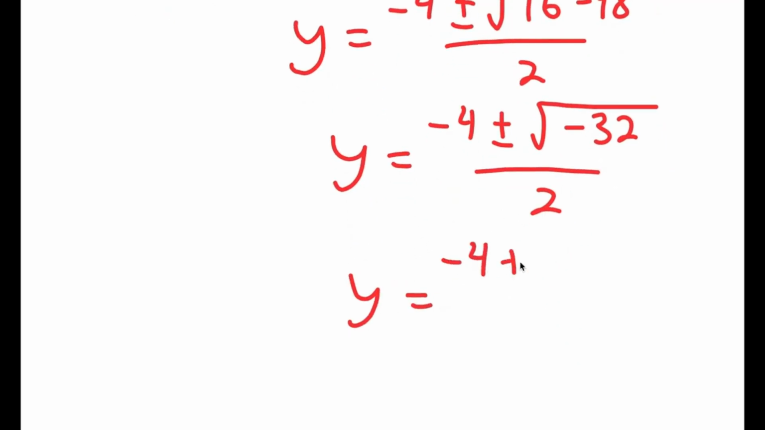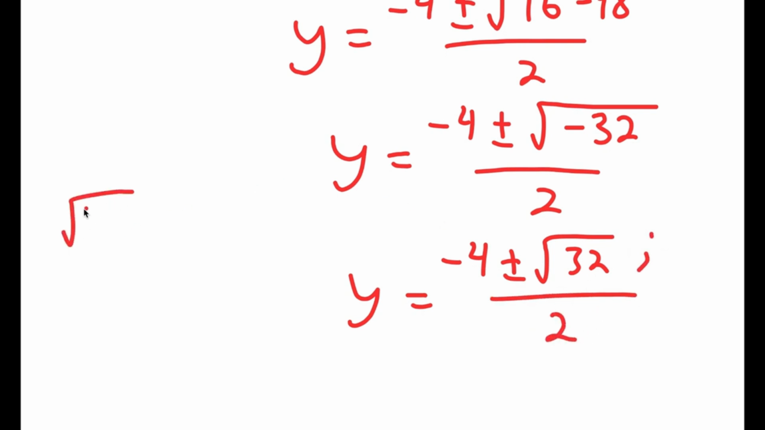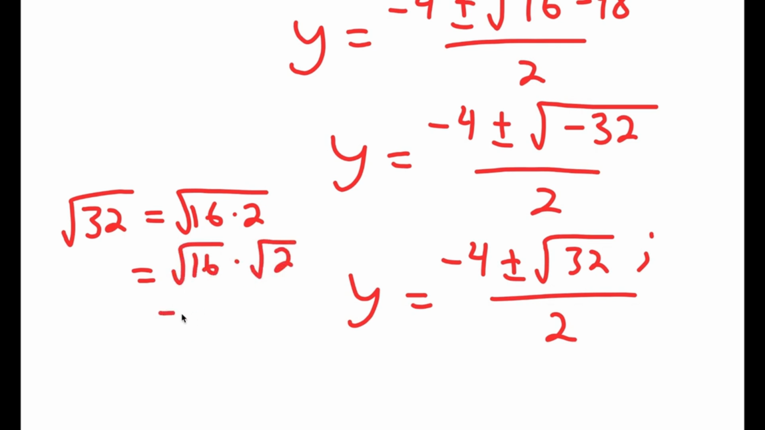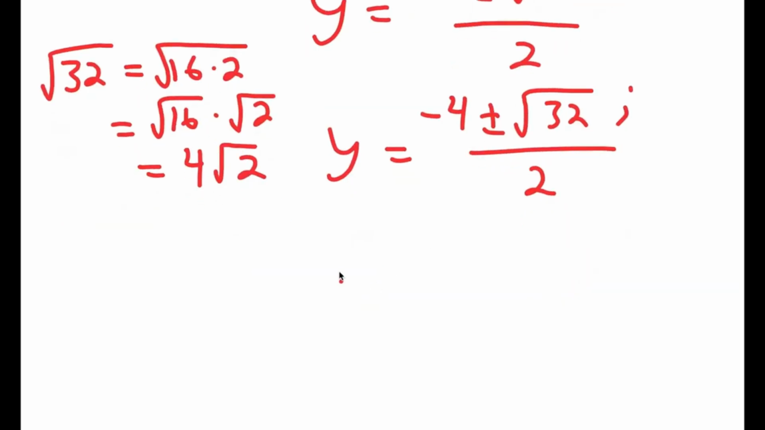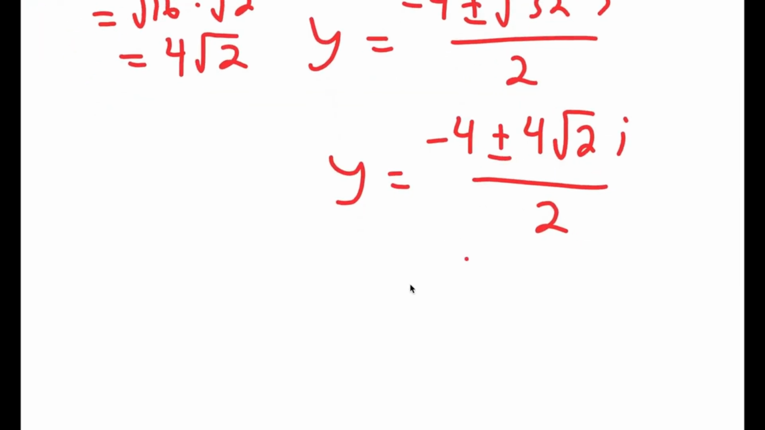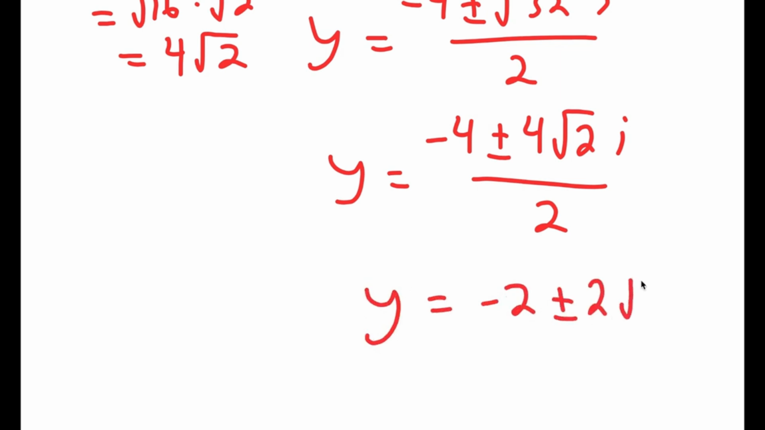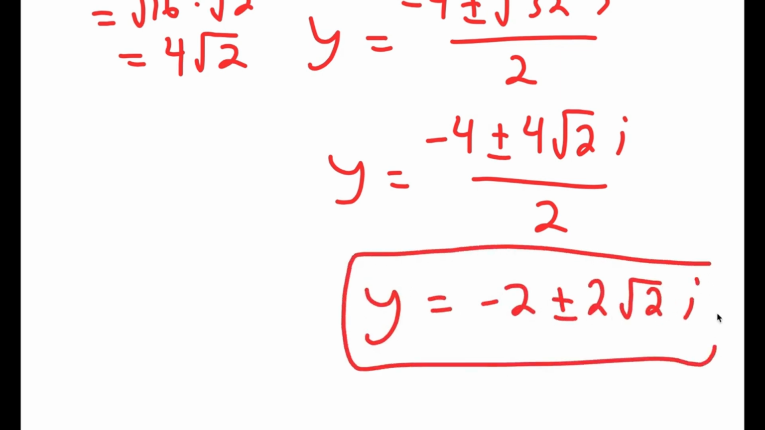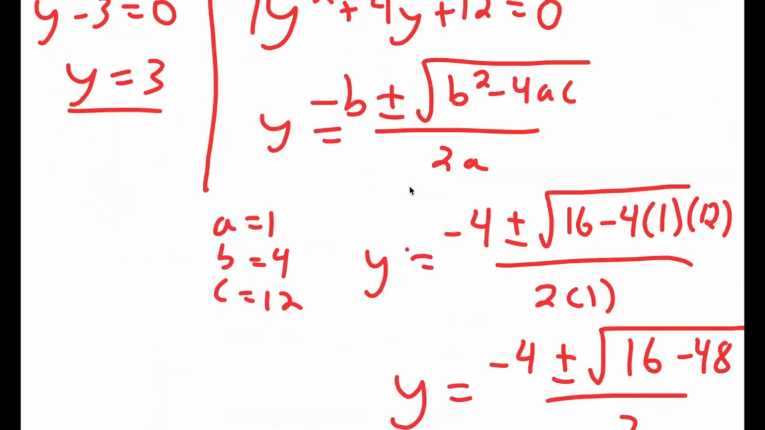And this is equal to negative 4 plus or minus the square root of 32 times the square root of negative 1, which is the same thing as i, over 2. And the square root of 32 can be simplified to the square root of 16 times 2, which is equal to the square root of 16 times the square root of 2, which is equal to 4 root 2. So this is going to equal negative 4 plus or minus 4 root 2 i over 2. And if I divide both of these terms by 2, I get negative 2 plus or minus 2 root 2i. So I have three solutions of y.